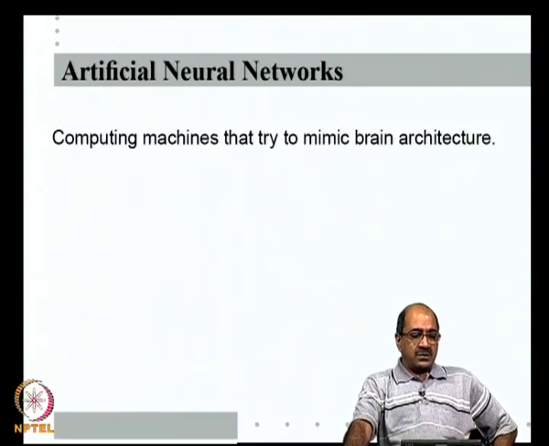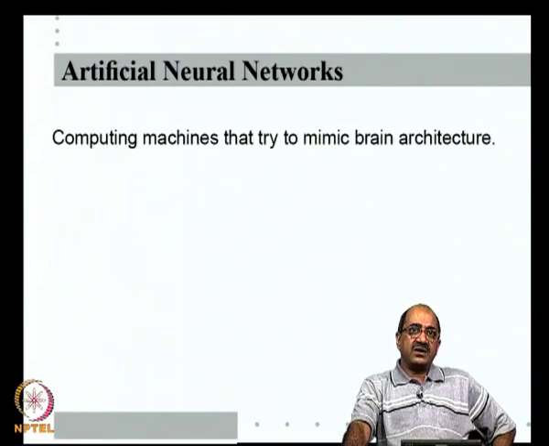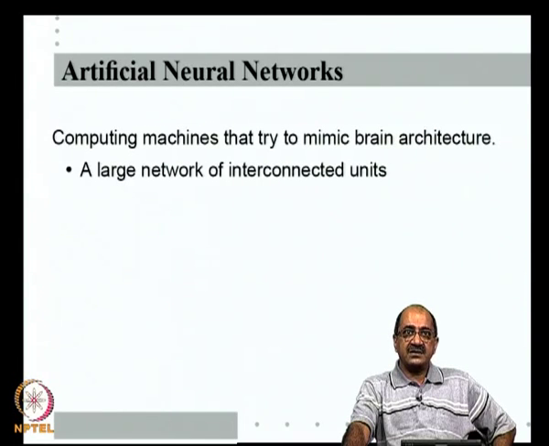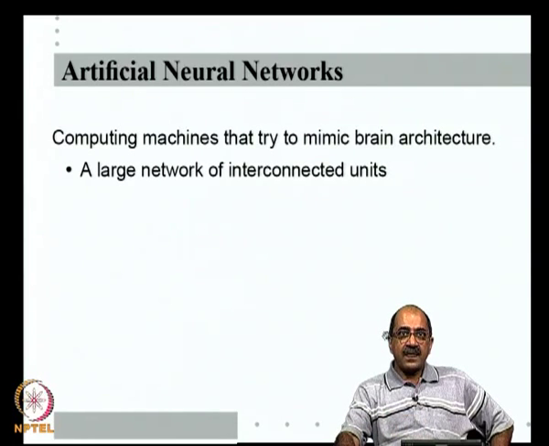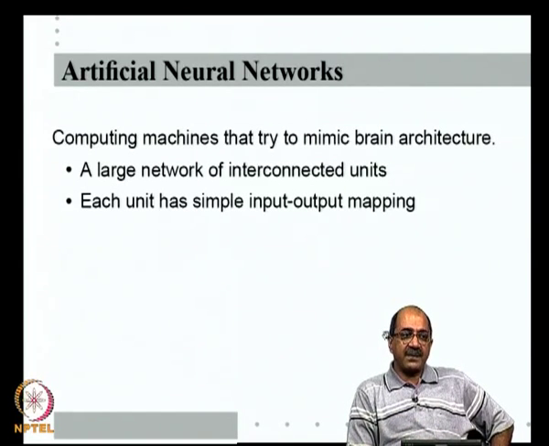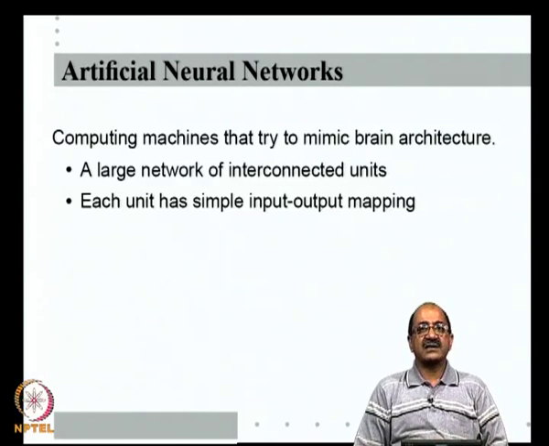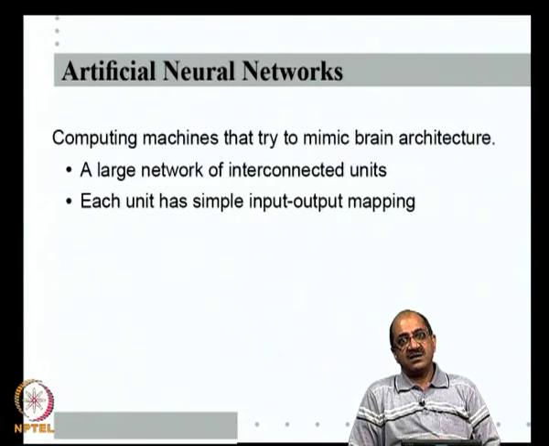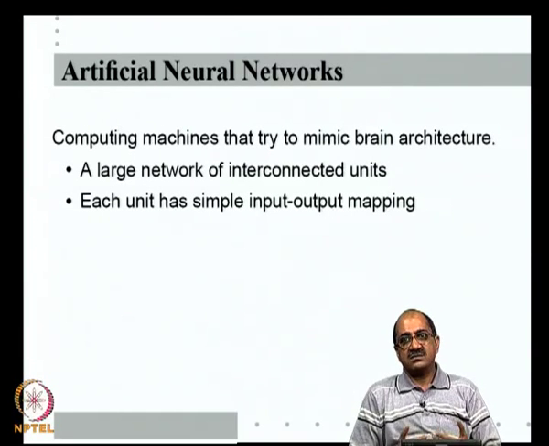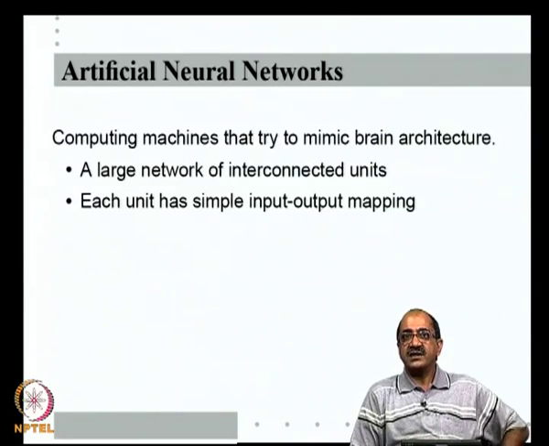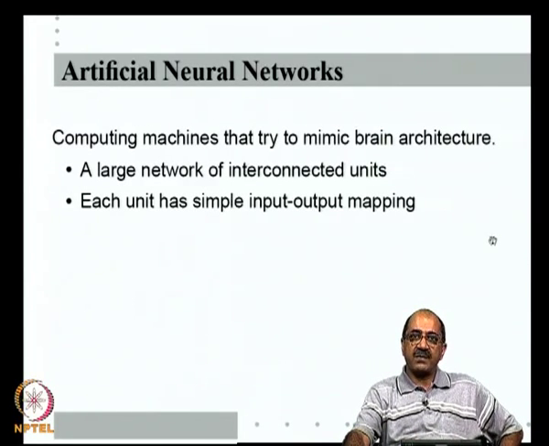Okay. So, we can now sum up the discussion. Artificial neural networks are computing machines that try to mimic brain architecture. So, what do they have? A large number of interconnected units. Each unit is like a neuron, that is why they are called artificial neurons. Sometimes people omit the word artificial, but at least in the beginning we will use it. Each unit has a simple input output mapping, like your neuron firing an action potential. Essentially, it takes some weighted sum of its inputs and passes it through some function to get its output.